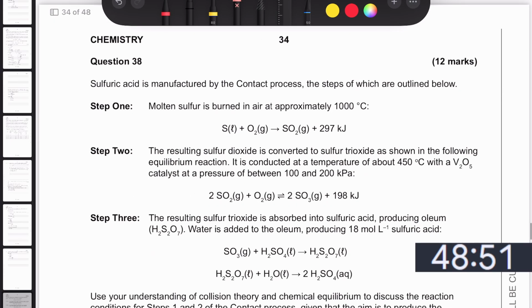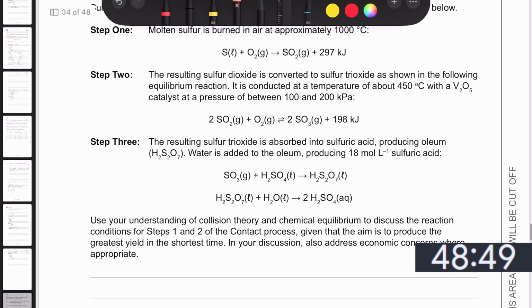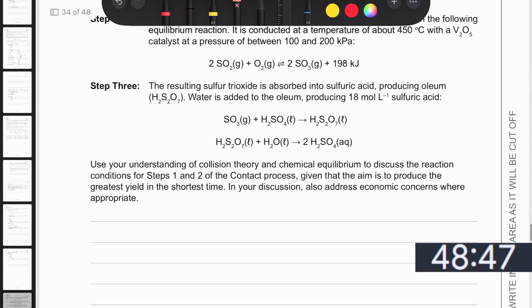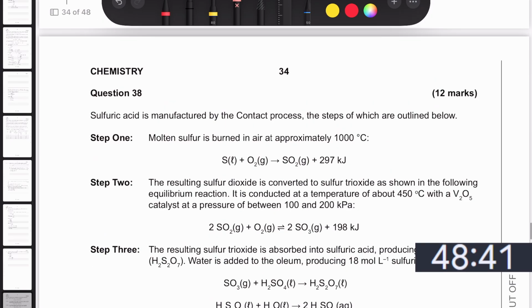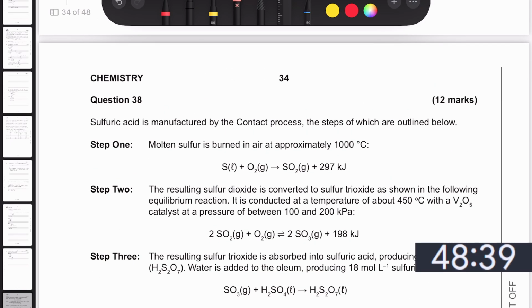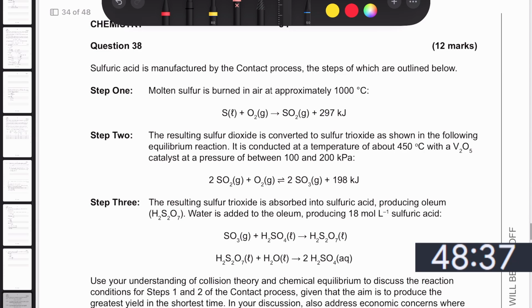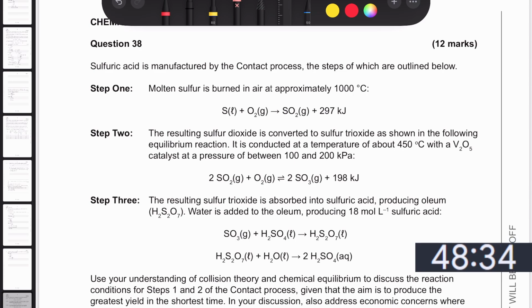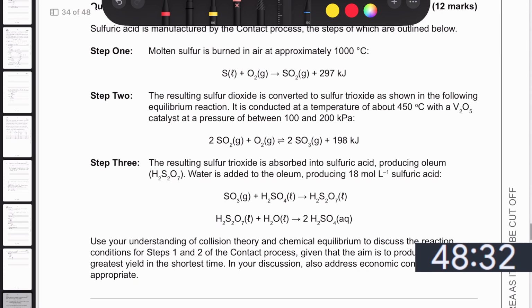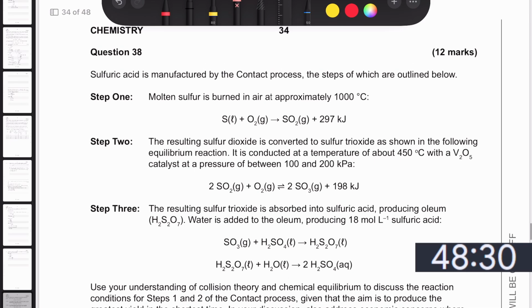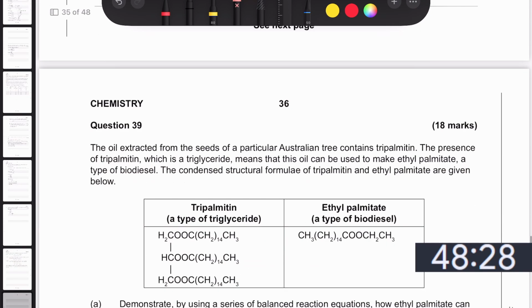34. So sulfuric acid is manufactured by the contact process. Oh no, oh no, oh no. Reaction equations. Oh yikes, man.